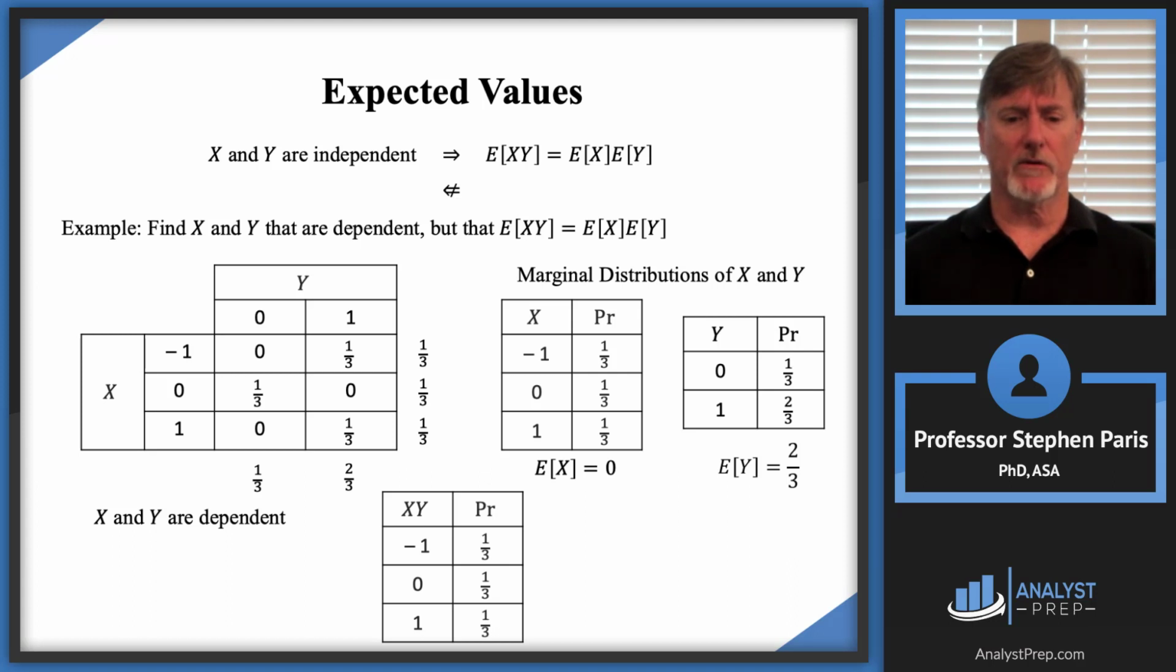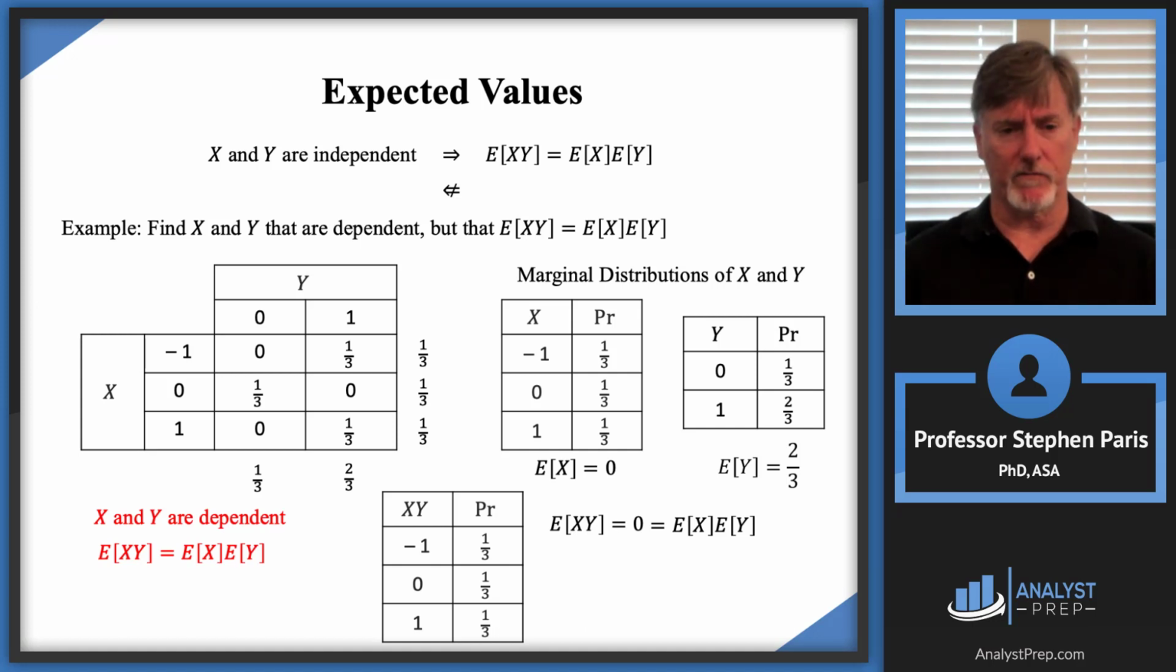Notice that the expected value of the product here, when I take the sum product, is 0. And the expected value of cap X times the expected value of cap Y is also 0. So the expected value of the product is the product of the expected values, but in this case I have dependent random variables. So the implication at the very top only goes one direction. It's a very, very important implication that's going to show up in a lot of problems later throughout your studying, for all the exams actually. But the converse of the implication is not true.